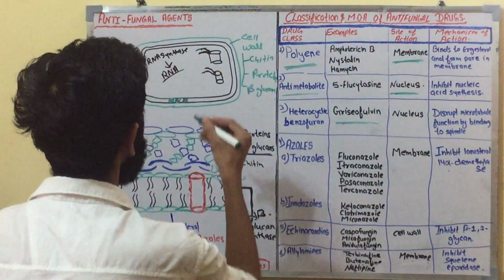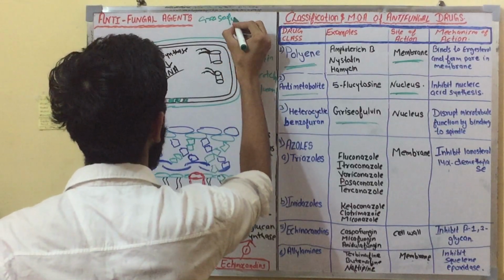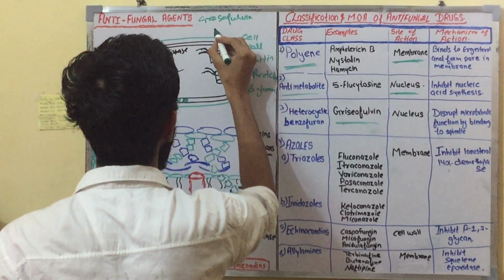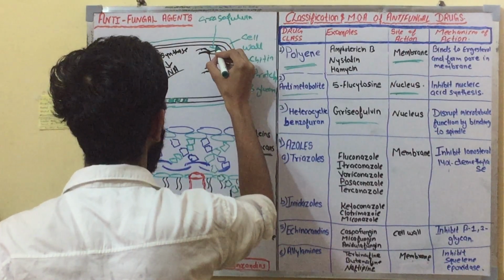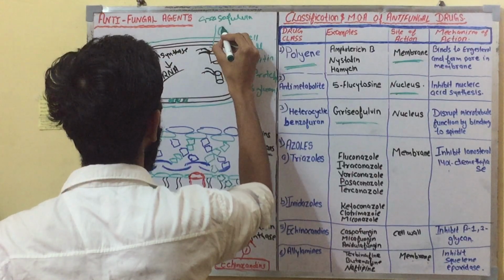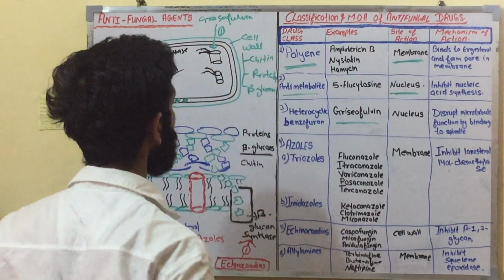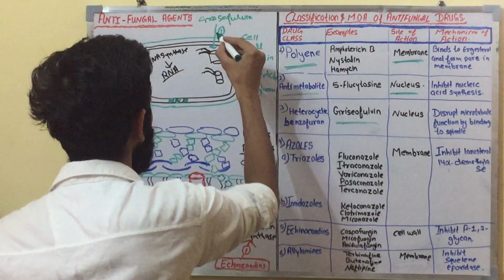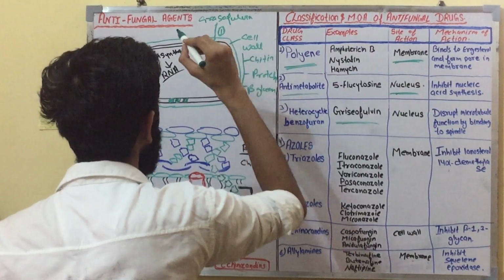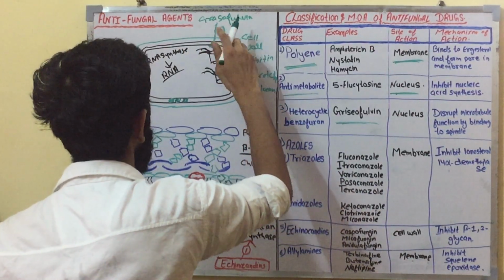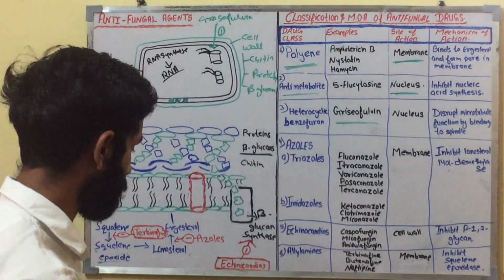So let's discuss griseofulvin. Griseofulvin is an inhibitor of the microtubules. They inhibit the microtubules, so that's why the fungus cell will not divide. They inhibit the cell division, mitosis. So due to that reason, the fungus cell will not divide.